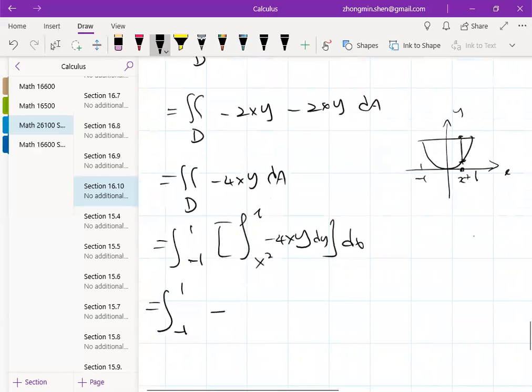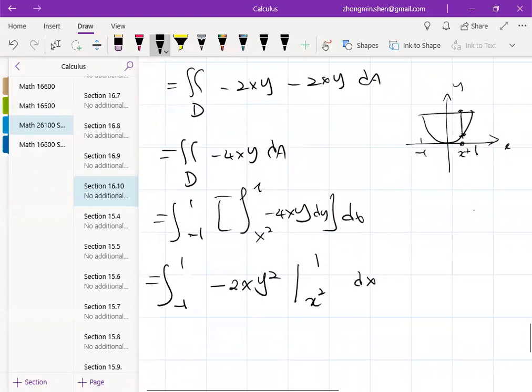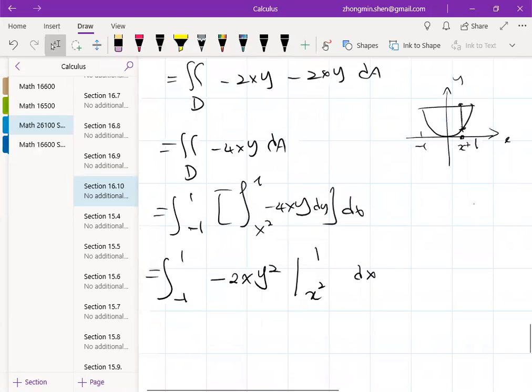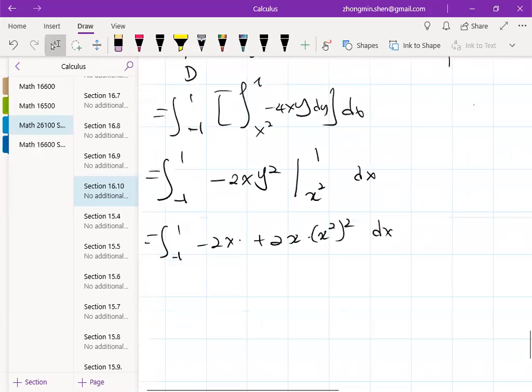So the antiderivative is going to be negative 2xy squared. Be careful. 4x is a constant here, constant times y. So the antiderivative will be half of the constant times y squared. So that's just 1 minus x squared and the square. All right, the antiderivative, this will be negative x squared, and this will be x to the fourth, x to the fifth, so 2 over 6, x to the 6.